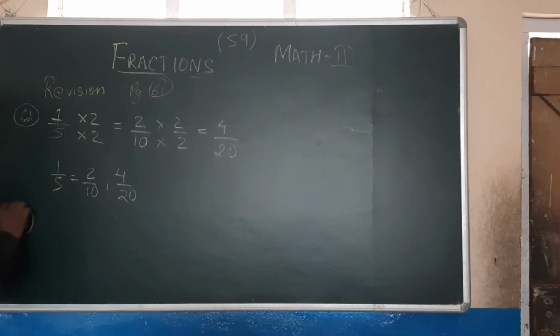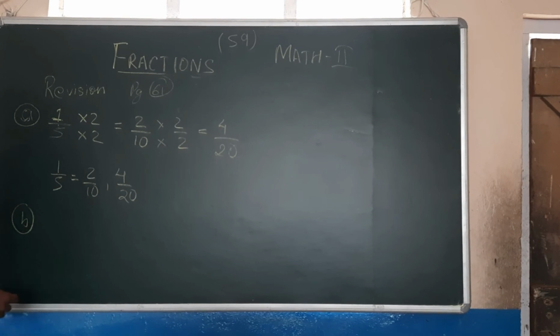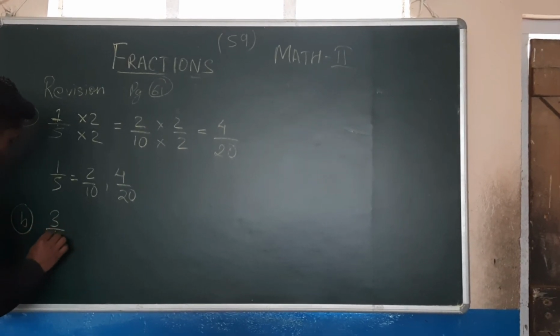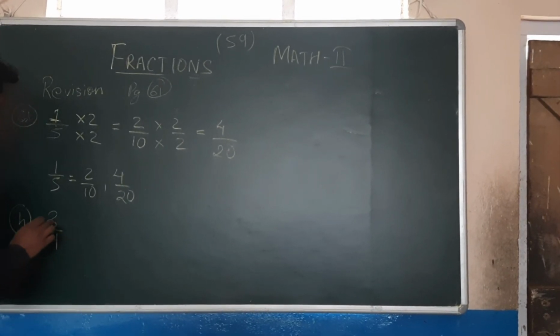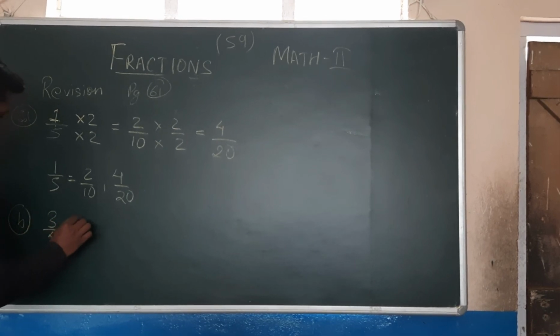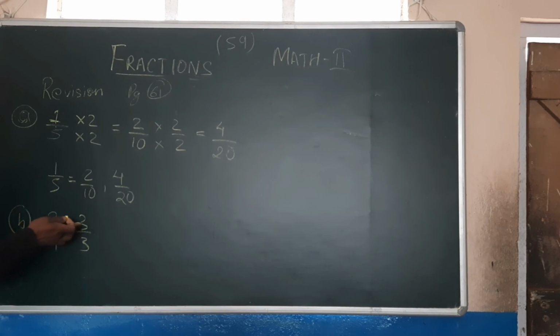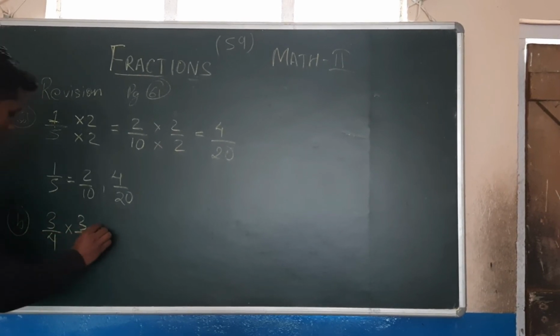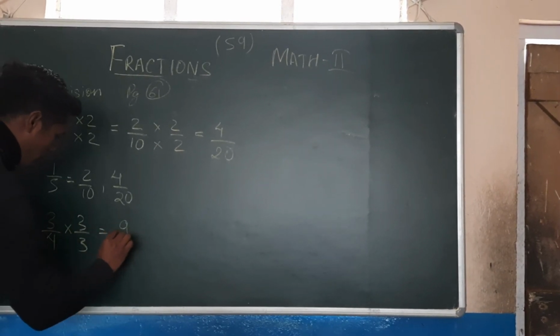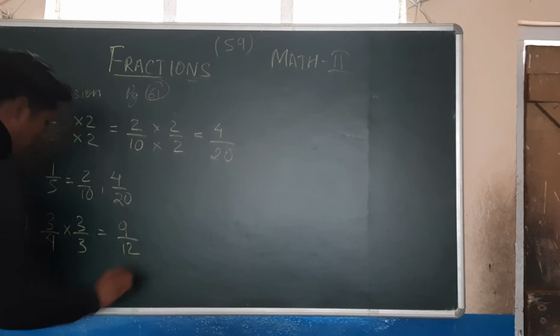Just need to be sure. I will give you another example, and the rest you can do as your homework. 3 by 4. Again, I will multiply it by 3 by 3. Remember one thing, when you multiply, both the numbers should be same. So in this case, 3 into 3 is 9, 4 into 3 is 12.